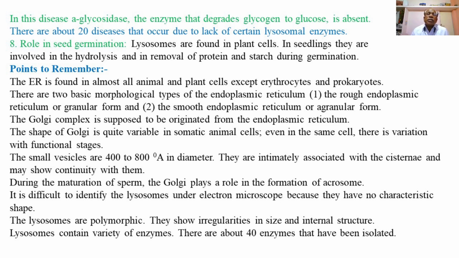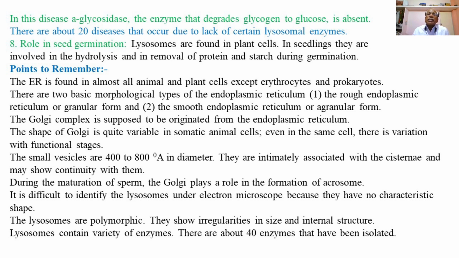The Golgi complex is supposed to be originated from the endoplasmic reticulum. The shape of the Golgi is quite variable in somatic animal cells. Even in the same cell, there is a variation with the functional stages. The small vesicles are 400 to 800 angstrom units in diameter, and they are intimately associated with the cisternae and may show continuity with them.